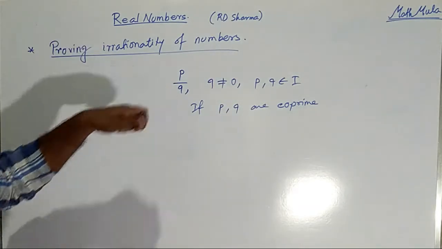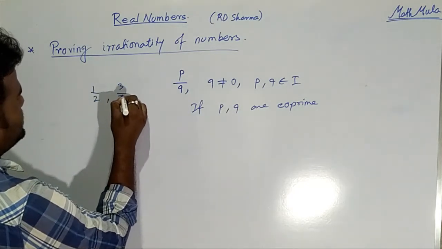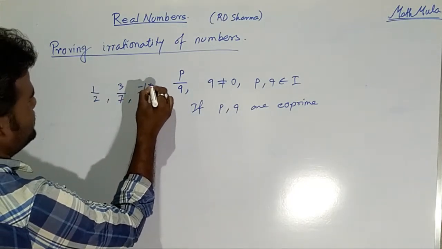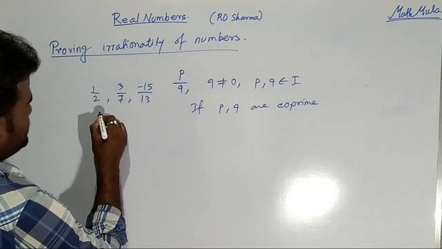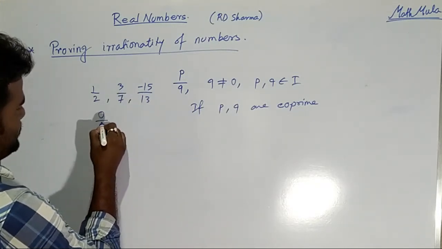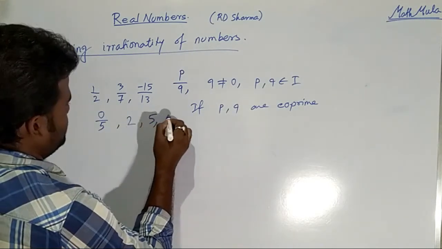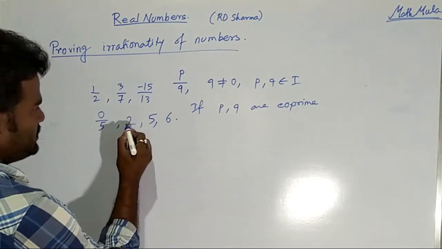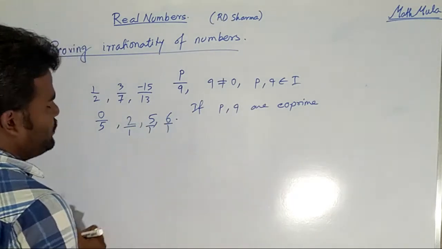Now for example, rational numbers are 1 by 2, 3 by 7, minus 15 by 13. They are all rational numbers, and 0 is also a rational number because 0 can be written as 0 by 5. 2, 5, 6 are also rational numbers because 2 can be written as 2 by 1, 5 by 1, 6 by 1.